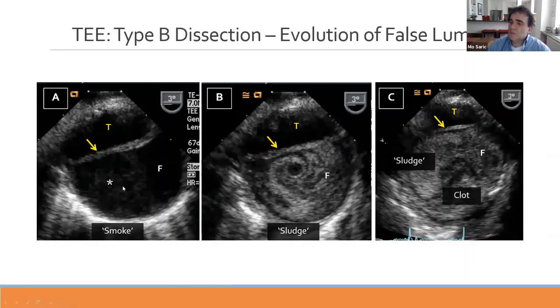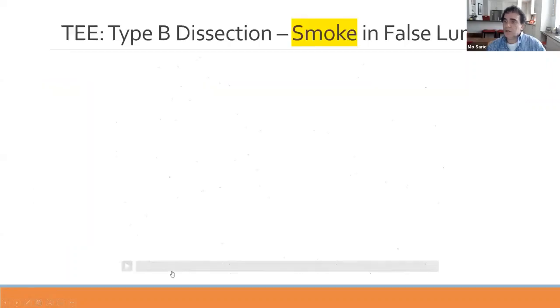Originally, there is smoke, then there is sludge, and eventually clot formation in the false lumen. And you can observe 1, 2, or all 3 phenomena in a patient on a single exam. Less flow tends to be in a more distal portion of the aorta, where there is sludge and clot formation, and the more proximal portion can have smoke or even no smoke if there is still significant flow in that portion of the aorta.